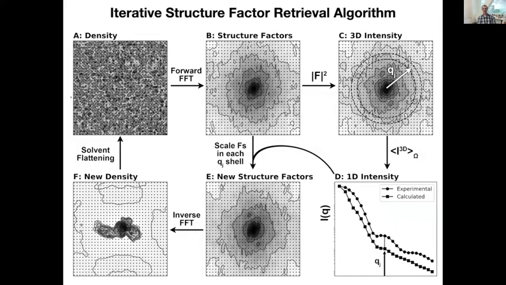So we call this iterative structure factor retrieval. It's very similar to iterative phase retrieval, which is what single molecule diffraction people in the coherent diffraction imaging world use to solve the phase problem when you know the 3D amplitudes. Here, we're doing something very similar, but we don't have 3D amplitudes, right? We only have one-dimensional spherically averaged intensities, but it's a very similar process.